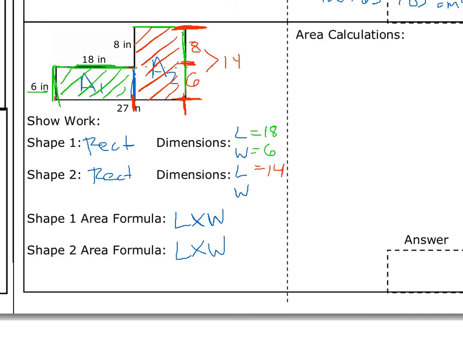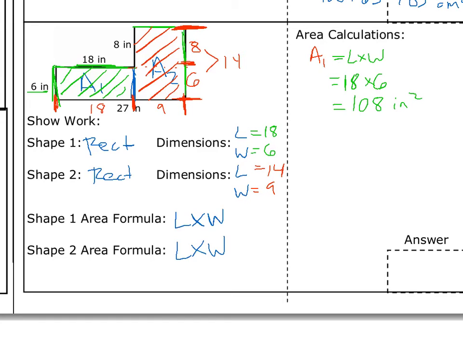Okay, so Jacqueline recognizes that this part would be 18. The entire thing is 27. So that means this part that we're looking for would be 9. So we've got 2 areas defined here. Area 1 is equal to length times width. The length and width we said were 18 and 6. That would be 108 square inches.